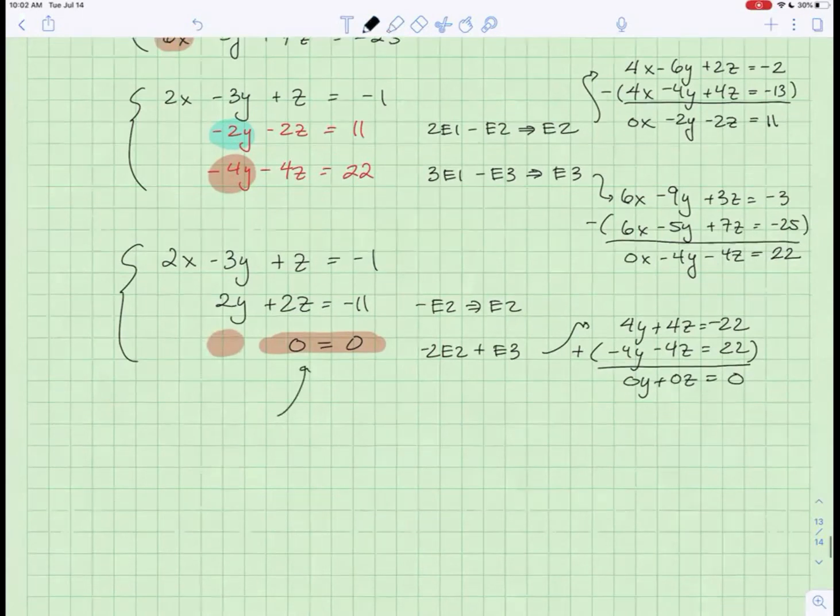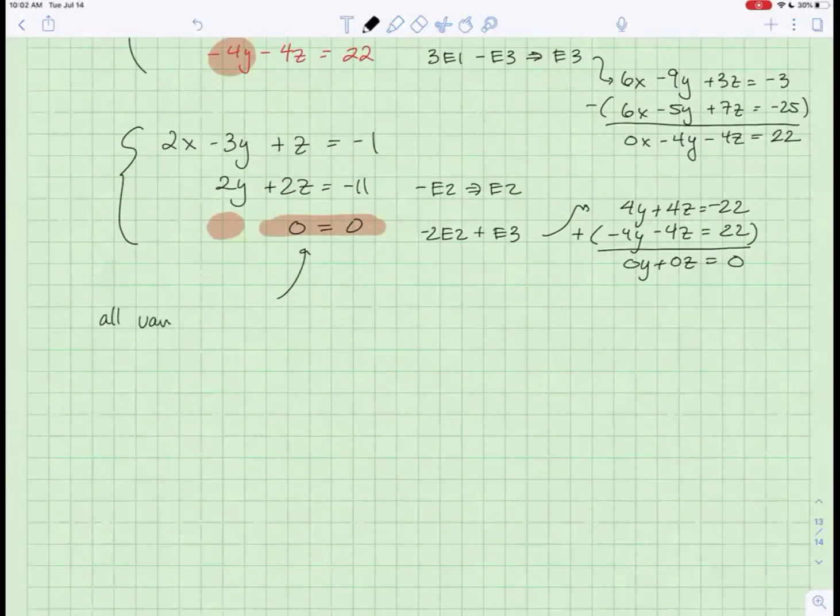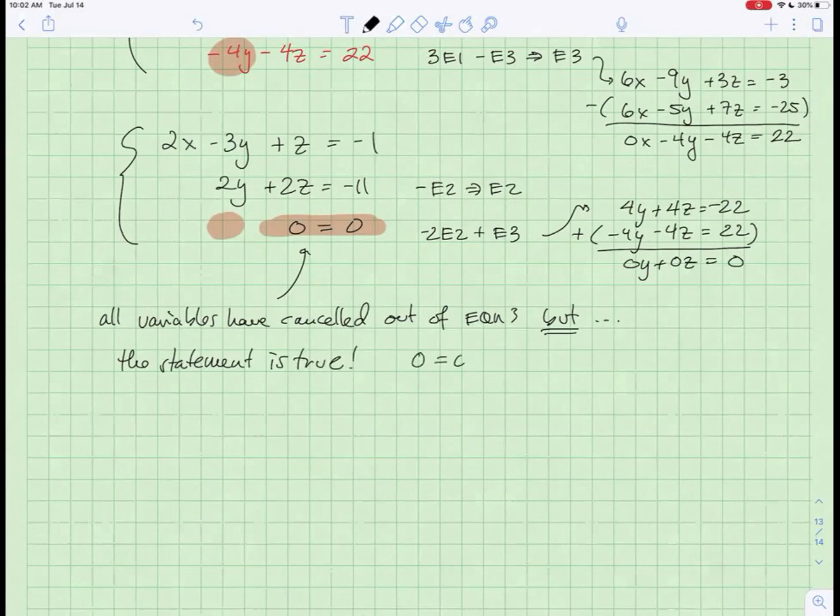Okay, so what does this mean? Well, first of all, again, all variables have canceled out of equation 3, but the statement is true. 0 equals 0 for sure. So this means that there are infinitely many solutions. Since it has solutions, we say the system is consistent. Infinitely many solutions, but we're not done there.